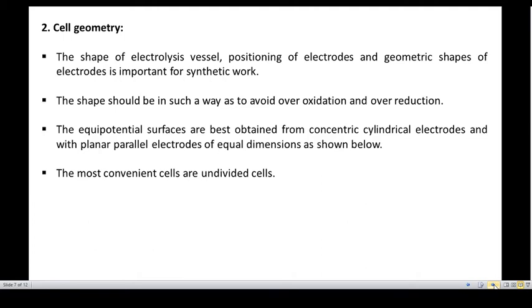Therefore, the cylindrical electrodes generally have equipotential surfaces in all directions. So it is better to use cylindrical electrodes to get equipotential surfaces in all directions, and the undivided cells are the most convenient type of cells.